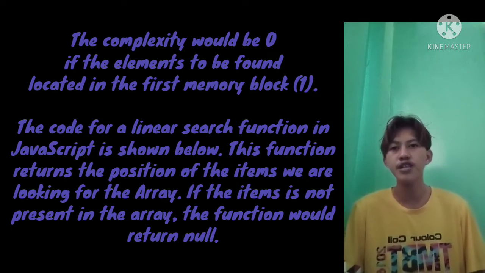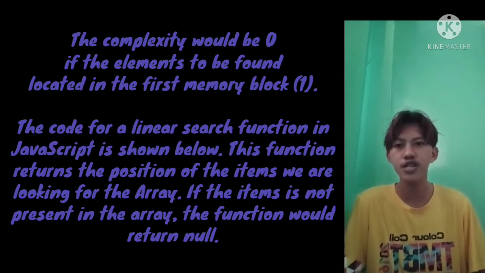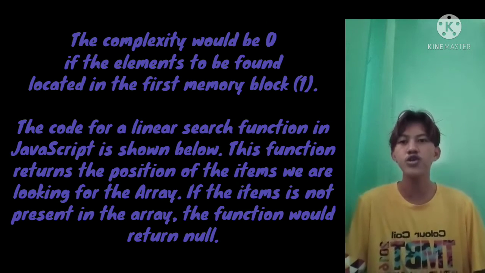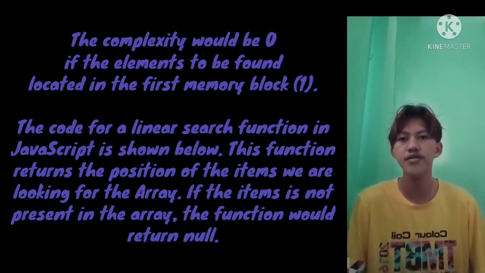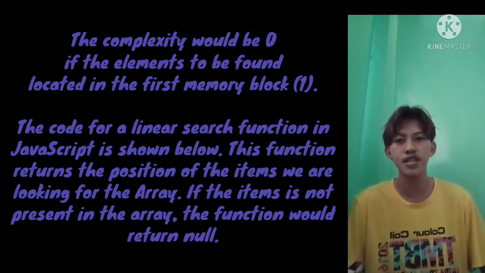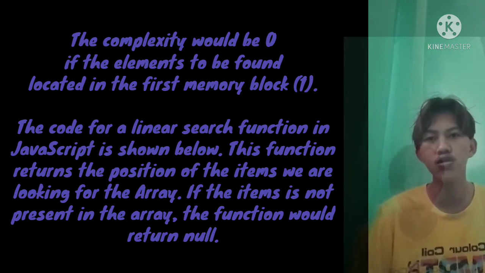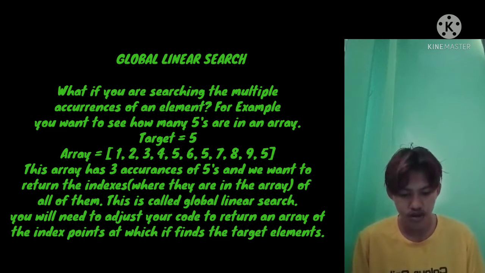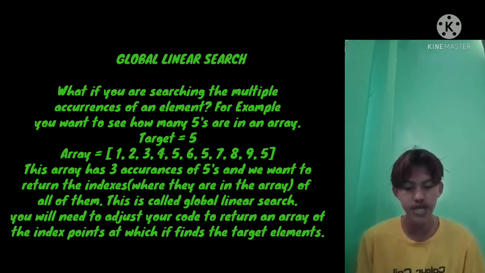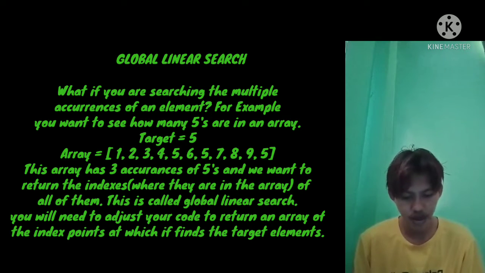The code for the linear search function in JavaScript is shown below. This function returns the position of the item we are looking for in the array. If the item is not present in the array, the function will return -1. What if you are searching for multiple occurrences of an element? For example, you want to see how many 5s are in the array. This array has 3 occurrences of 5s and we want to return the indexes.